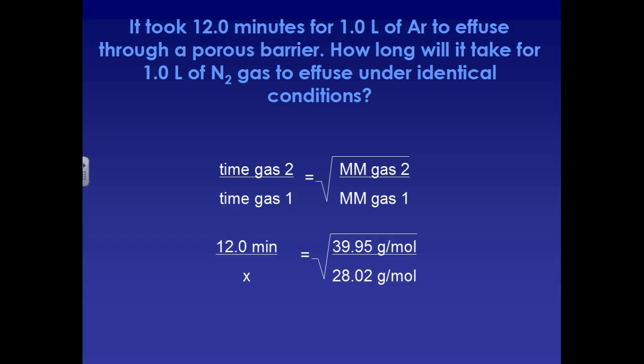So if I take the square root of those values and isolate x, in order to get x, you're going to need to take the reciprocal of both sides. You will get that it should take roughly 10 minutes. Nitrogen's smaller, so it's going to require less time to effuse for that common volume of the two gases.